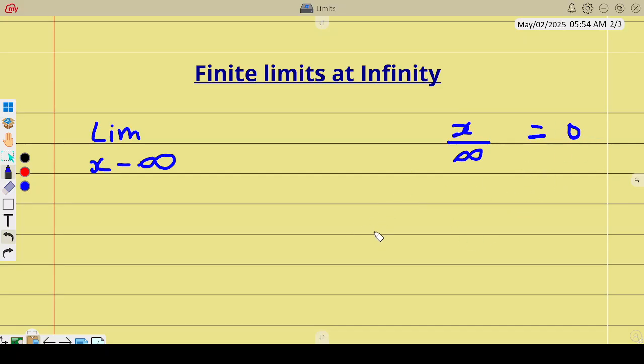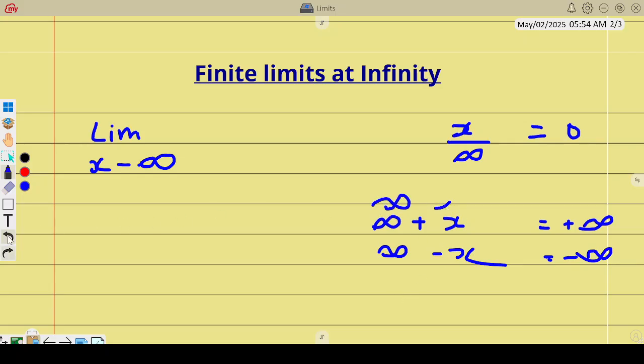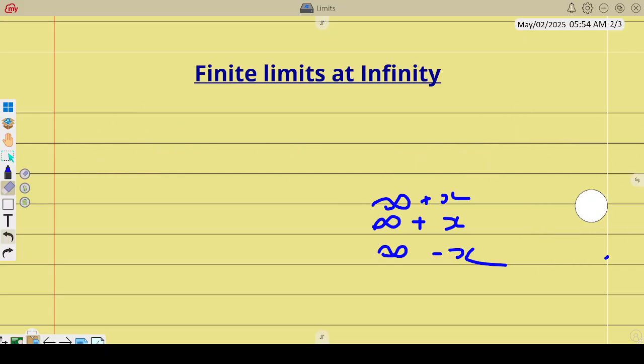And then for the rest of the operations, if you add a certain number plus infinity, it will continue being infinity. And if you subtract a certain number by infinity, it will continue being infinity. And if you multiply a number by infinity, it will be infinity. Yeah, just like that. So we're now going to evaluate limits at infinity, taking into consideration what we've just listed out.